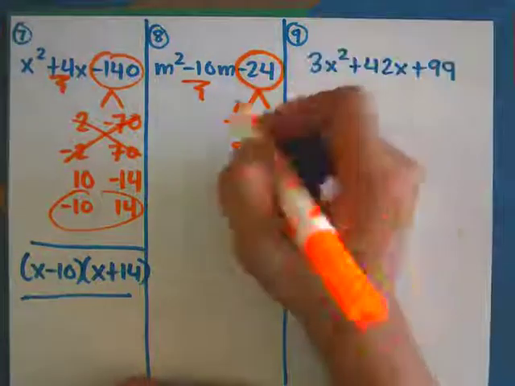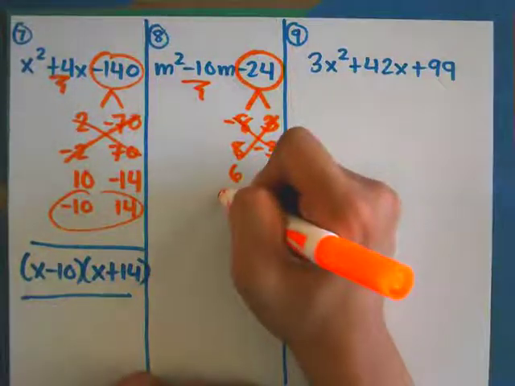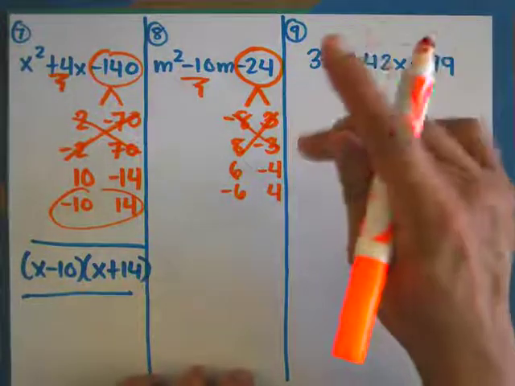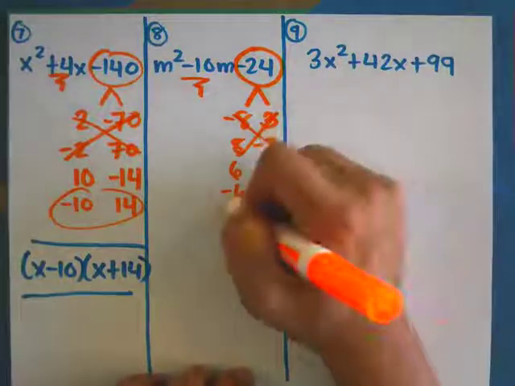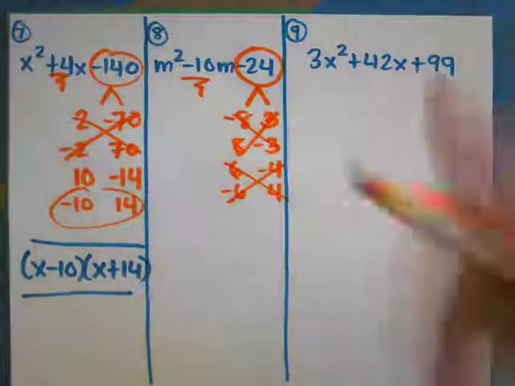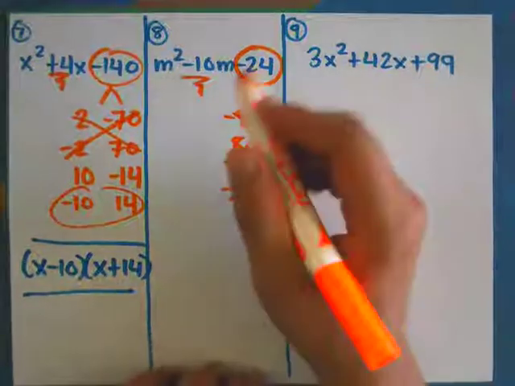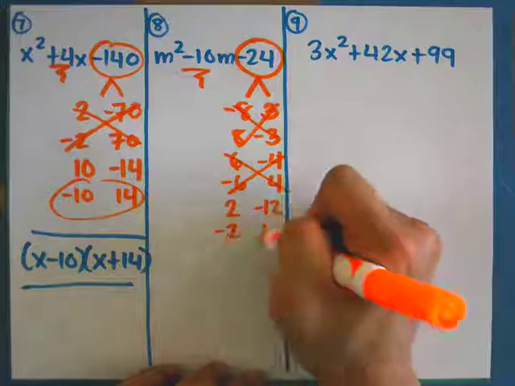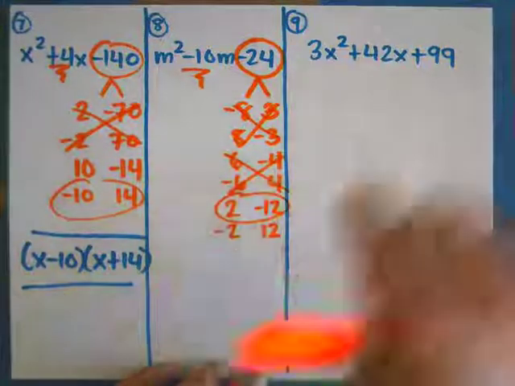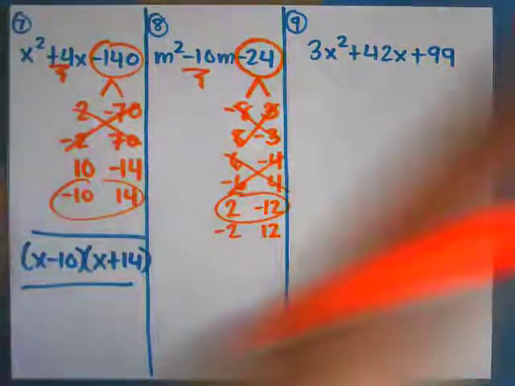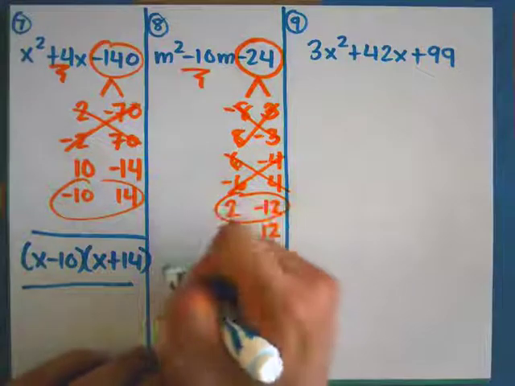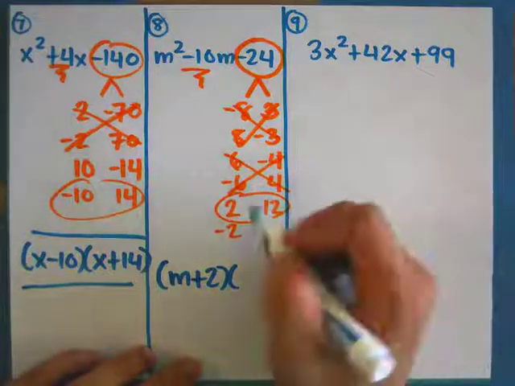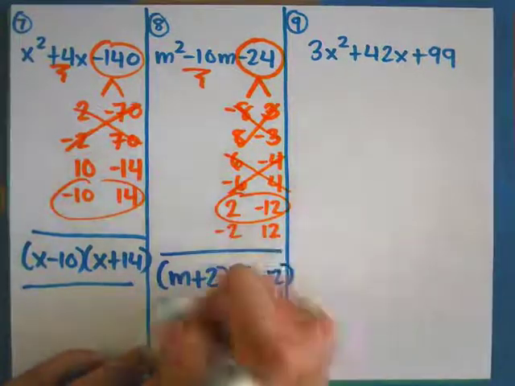The last pair that we tried was 6 times negative 4 and negative 6 times 4. This was a little bit similar to example 6, but this is going to add up to positive 2, this is going to add up to negative 2, so we probably don't want that one. We have to think of some other numbers. The other numbers I can think of is 2 and negative 12, and then negative 2 times 12. And we are going to choose this one because we want a negative 10 when we add them up together. So it is going to be m plus 2, m minus 12, or the other way around.